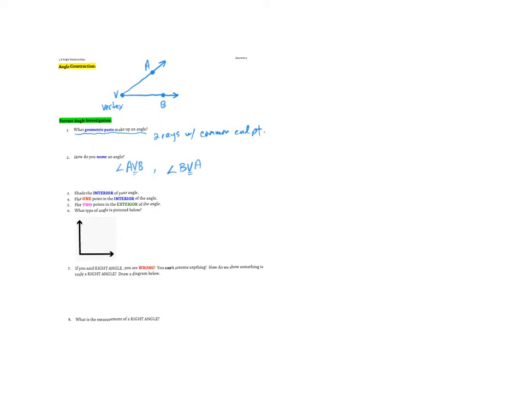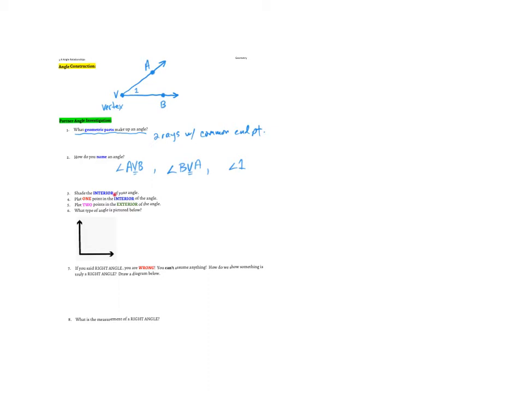The other way we can do this is we can put a little number in here and just refer to this as angle 1. But of course, then we'd have to indicate that by showing that there's a 1 there. So you'll see both of those techniques for naming angles as we move through the year.